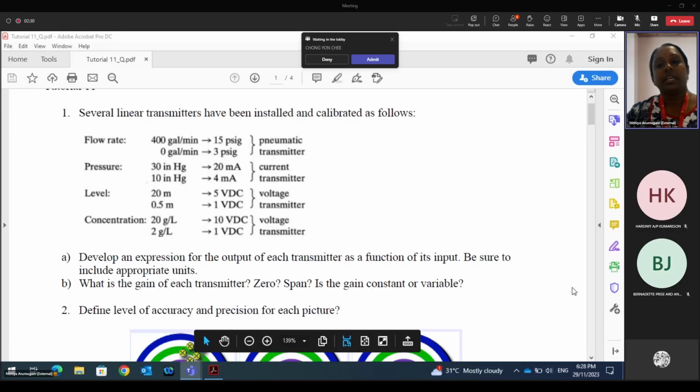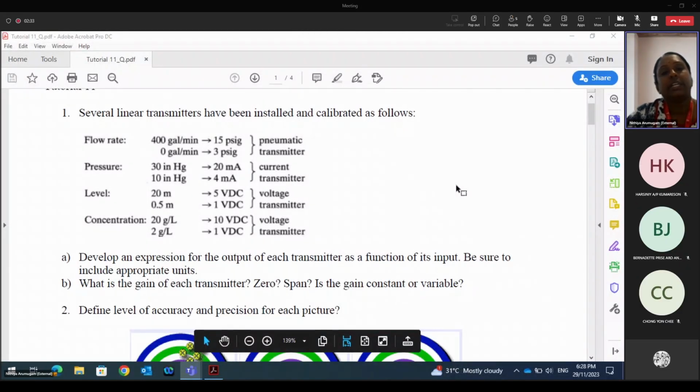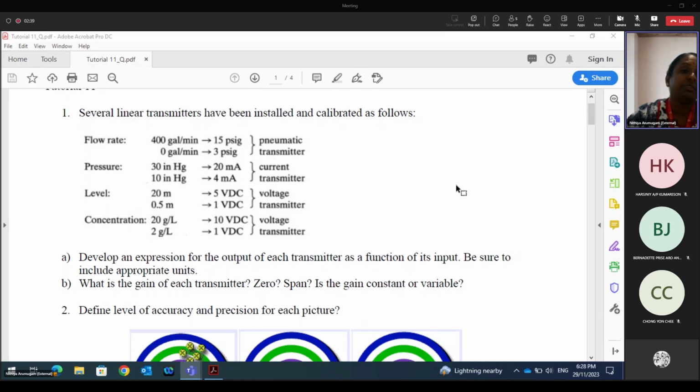Transmitter, the input will be between 0 to 400 gallons per minute, and for 0 the output will be 3, and for 400 gallon per minute will be 15 psig, and we call that a pneumatic transmitter. For pressure, the conversion will be from the pressure in mercury and then converted to current. So we call that a current transmitter. And for level, we have a level to voltage transmitter.